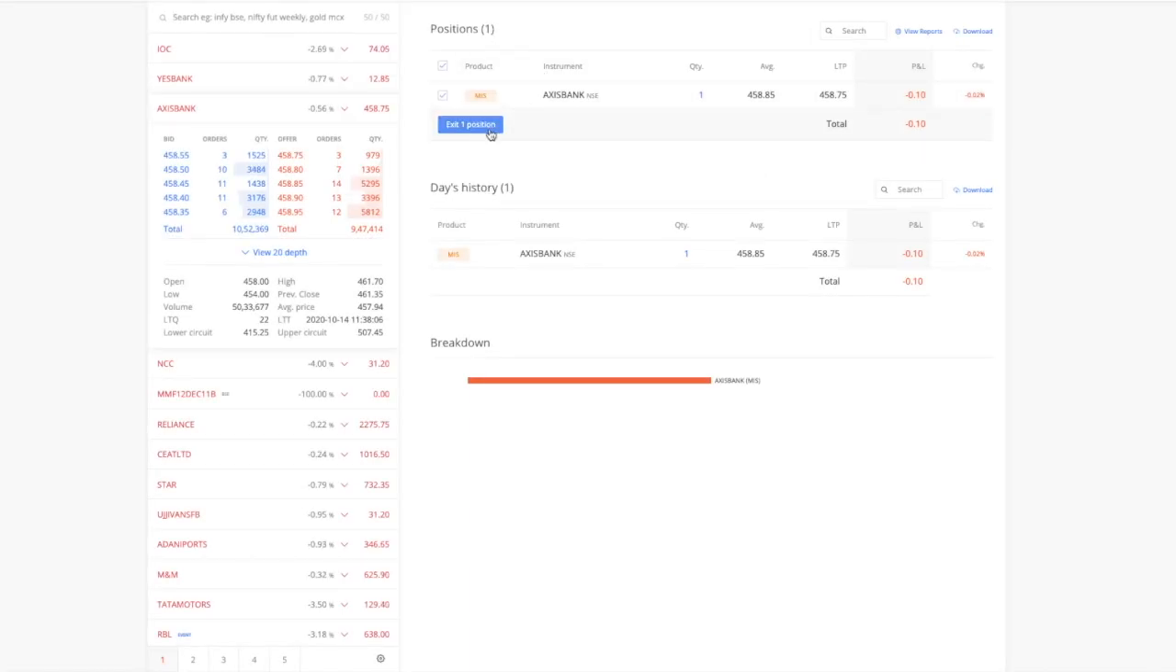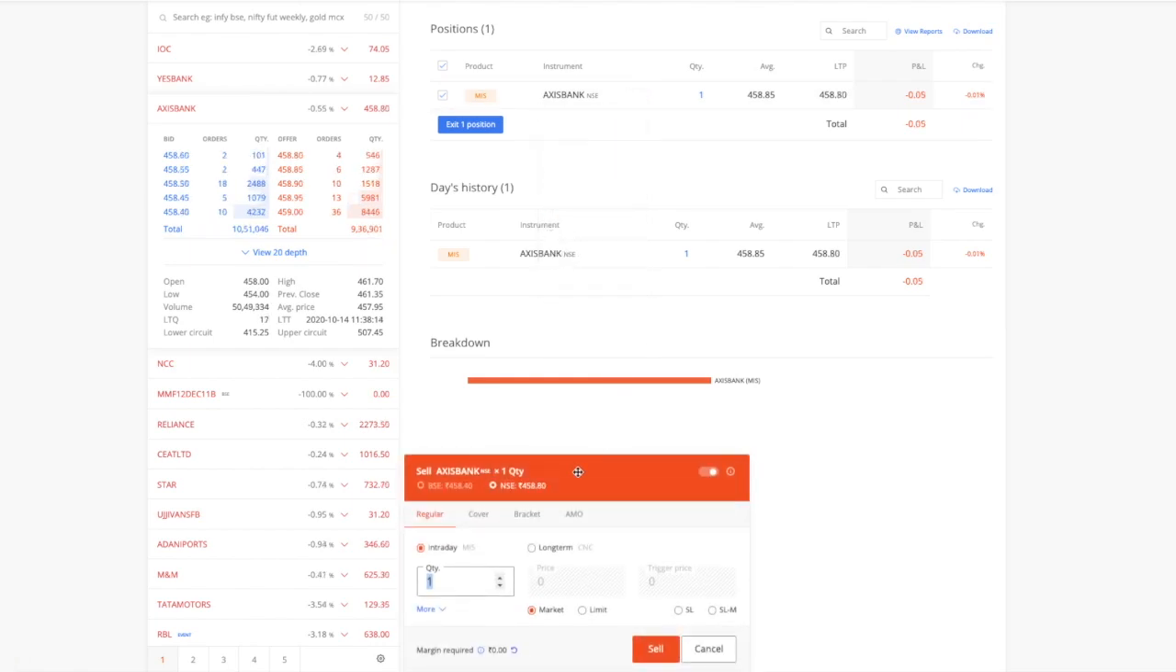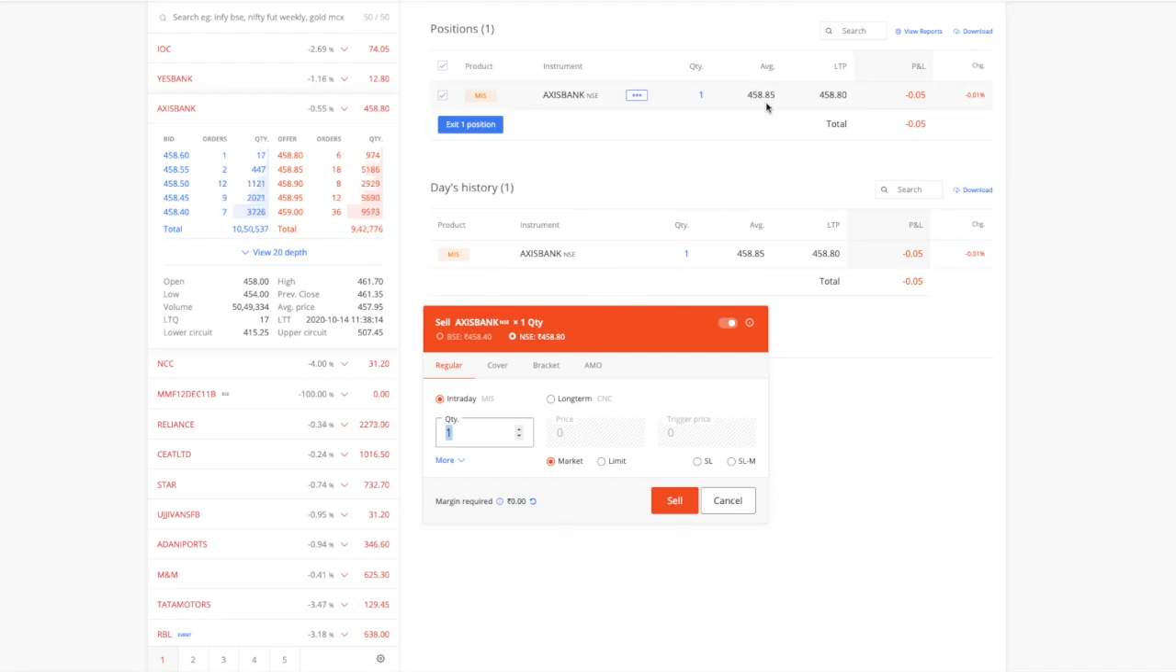Now let's say I don't want to exit at the market price. As you can see over here, I bought it at an average of 458.85. I need to exit this trade only once the price reaches a certain level. Currently it is trading at 458.65, which means I'm in a loss. Now let's say I want to exit this trade only once the price reaches 458.85 itself.